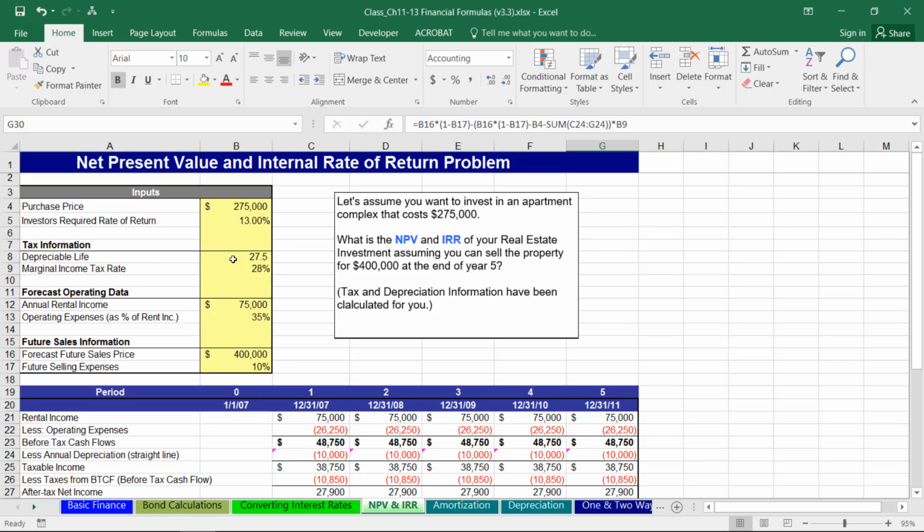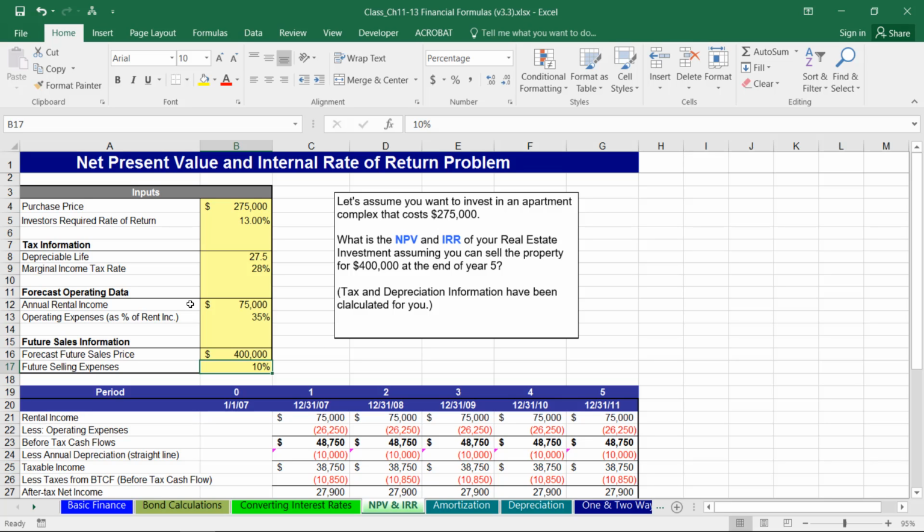The depreciable life is 27.5 for this problem, very convenient as that divides into the purchase price very well. Marginal income tax rate is 28%. The annual rental income is $75,000 per year, but operating costs are 35% of that. Future sales we hope to be able to sell it for in 5 years is $400,000. But there are some costs to selling, including commissions and closing fees of 10%.